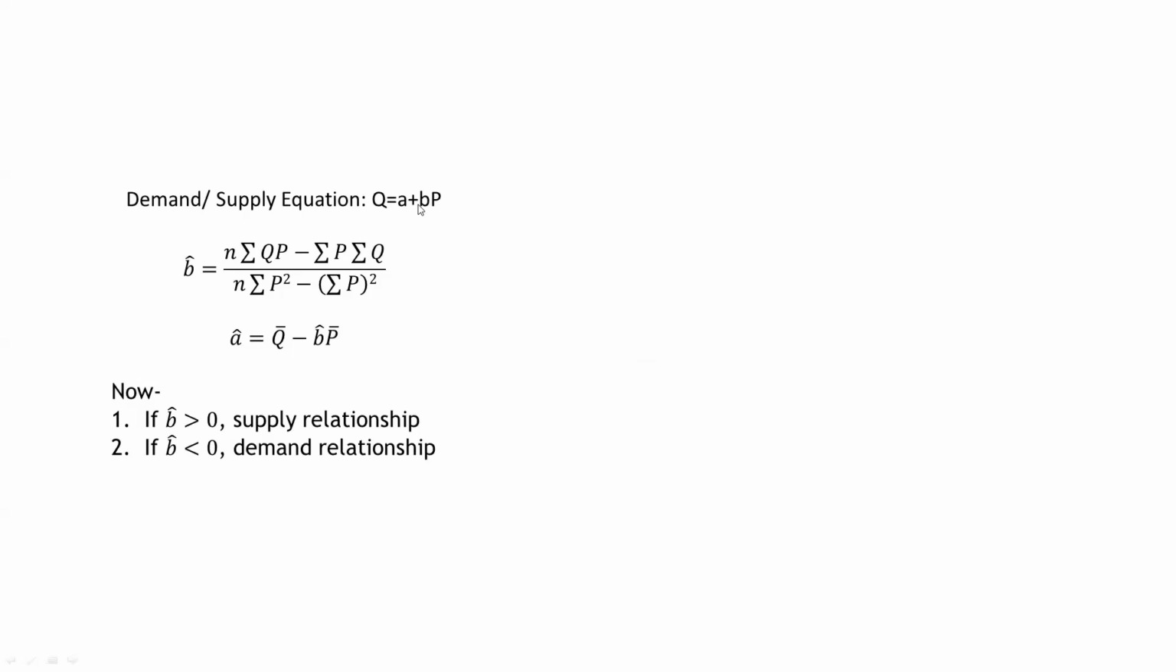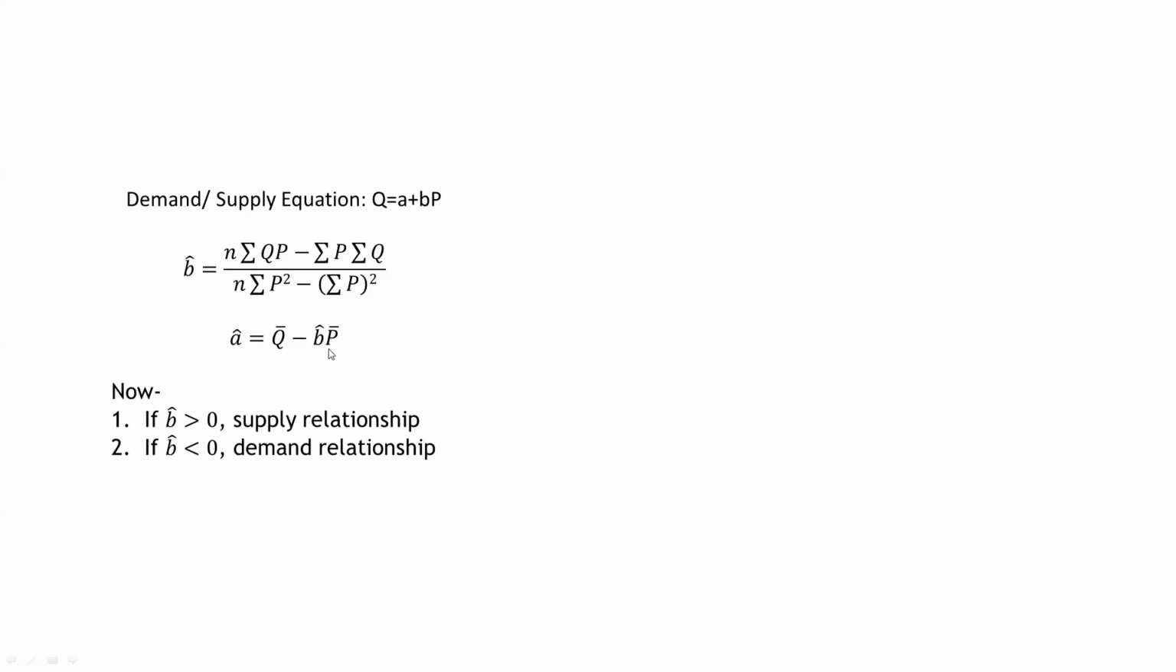Now if you are given data on P and Q, the estimated value of B, that is B cap, equals n sum of QP minus sum of P sum of Q divided by n sum of P square minus sum of P whole square. You see, we just rename the dependent and independent variable P and Q. Similarly, the estimated value of the intercept A, denoted by A cap, equals Q bar minus B cap P bar.